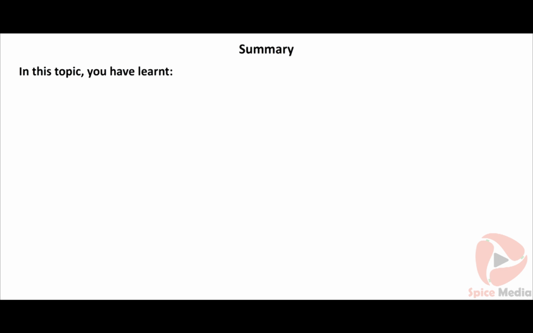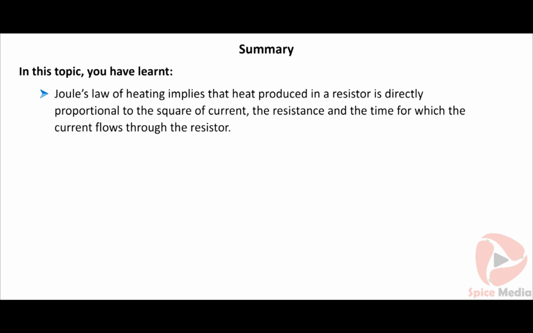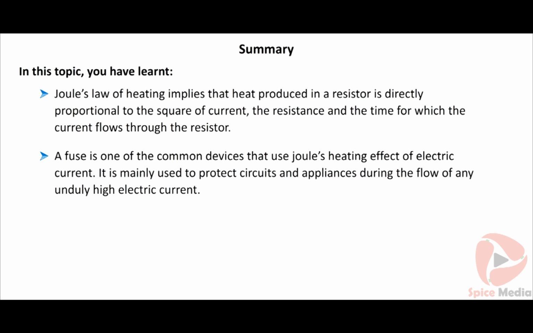In this topic, you have learnt Joule's law of heating implies that heat produced in a resistor is directly proportional to the square of current, the resistance, and the time for which the current flows through the resistor. A fuse is one of the common devices that use Joule's heating effect of electric current. It is mainly used to protect circuits and appliances during the flow of any unduly high electric current.